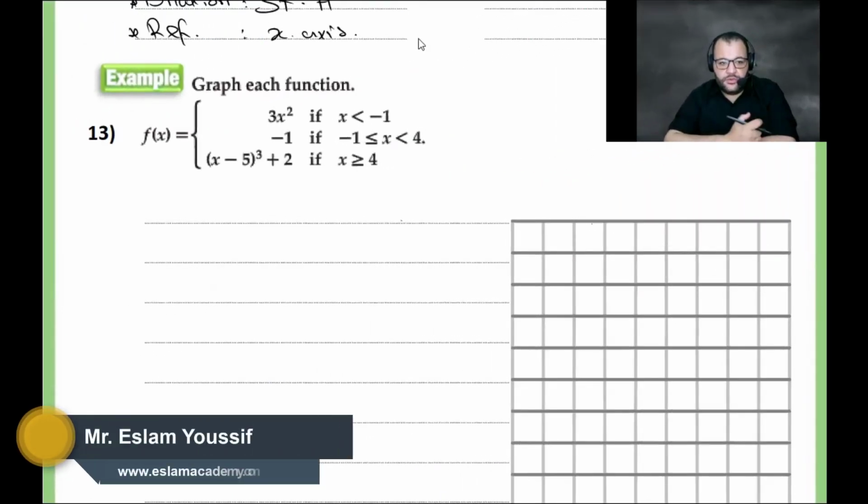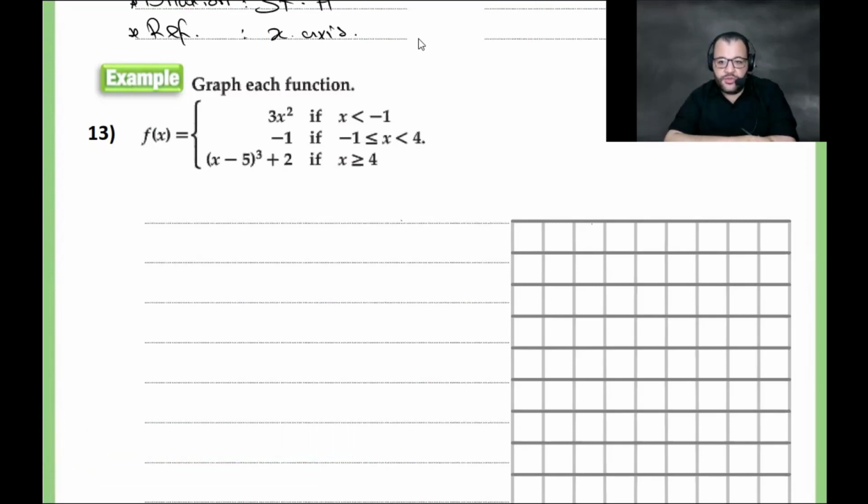Today, inshallah, we'll continue the parent function and how we can graph some function. For question number 13, we have a piecewise function. The first one, we need to graph the function f of x equals 3x to the power 2, where x is smaller than -1. Then -1, if x is greater than or equal to -1 and smaller than 4. Then (x minus 5) to the power 3 plus 2, where x is greater than 4.